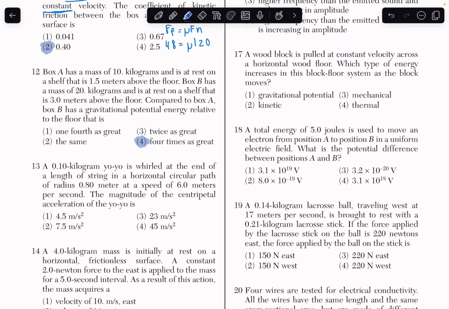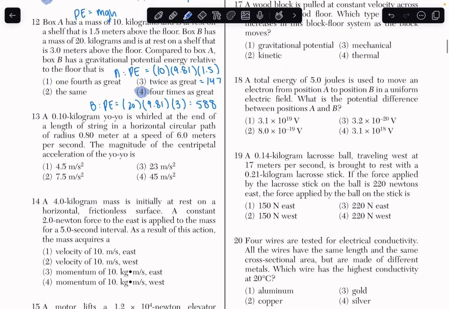So for this question, we just need to use the PE formula and find both energies to compare. So our PE formula, or potential energy, is going to be potential energy equals mass times gravity times height. So for our first box, box A, PE equals 10 kilograms times 9.81 times 1.5. And for that, we're going to get 147. So for box B, we're going to do PE equals 20 kilograms times 9.81 times 3, which is 588. And if you divide 588 divided by 147, you're going to get 4, which means it's 4 times as great.